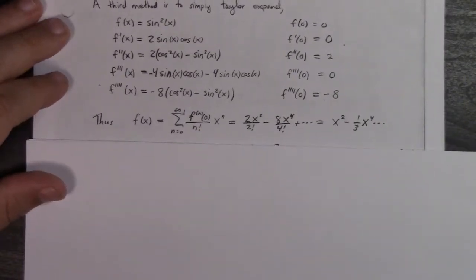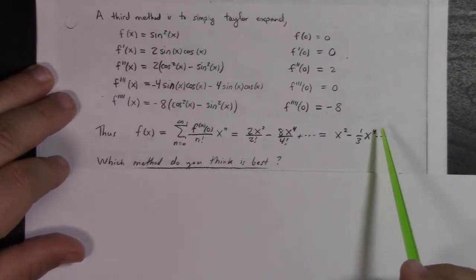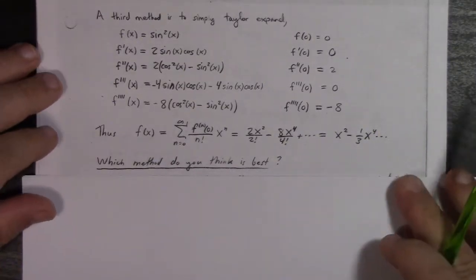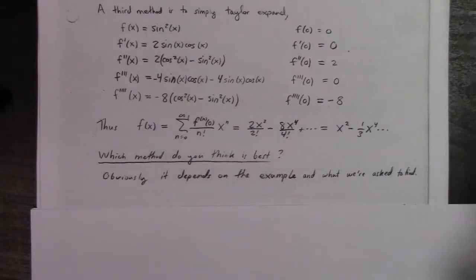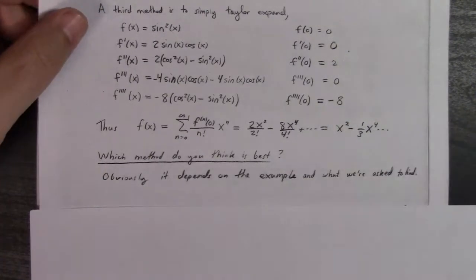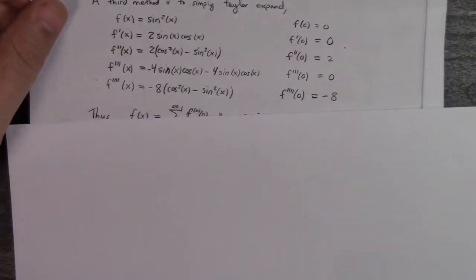So I've done enough differentiation to see that I get the x squared and the minus 1/3 x to the fourth. So I'll just leave you with the question, what method do you think is best? These methods are all valid, and you've got to understand what is the right tool for the job.